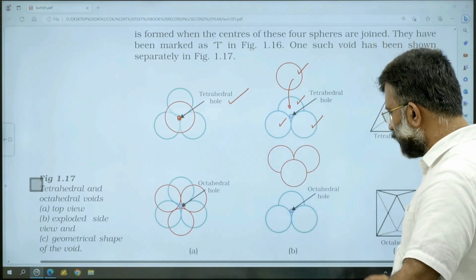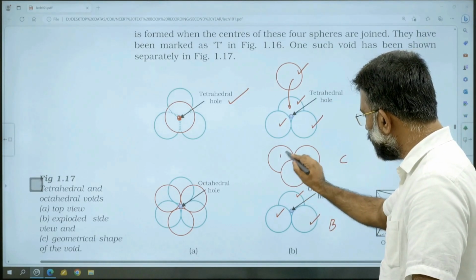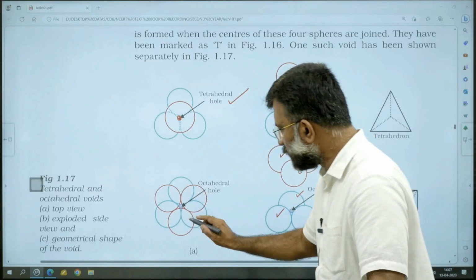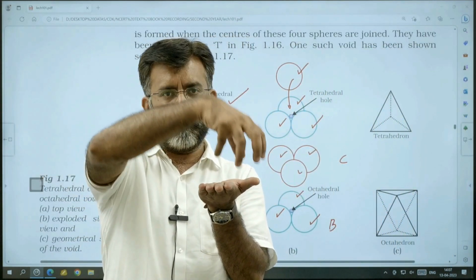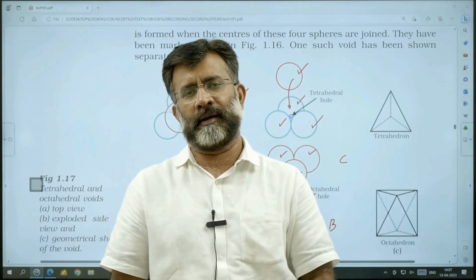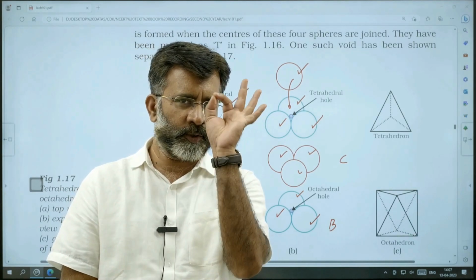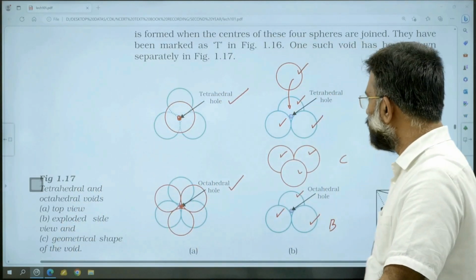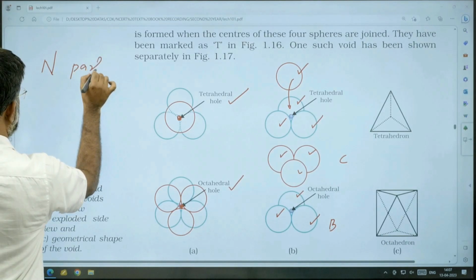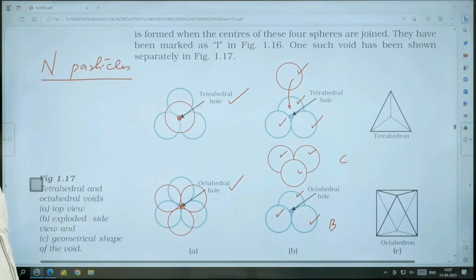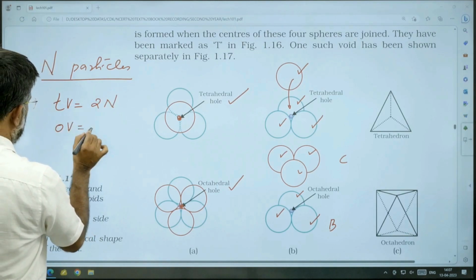While octahedral void means you have three particles like this, for example, layer B and layer C, opposite layers. Place three more particles over the top like this. This void is called the octahedral void. It is between six particles, 1, 2, 3, 4, 5, 6. Between six particles, there is octahedral void. Between four particles, there is tetrahedral void. Is it clear? It is observed in close packed arrangements. In a close packed system, if there are n particles, then the number of tetrahedral voids is equal to 2n and the number of octahedral voids is equal to n.